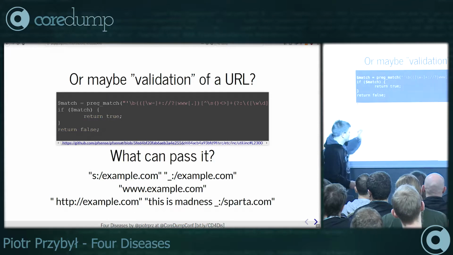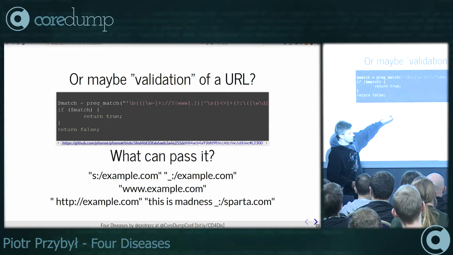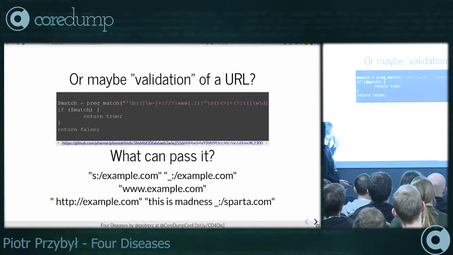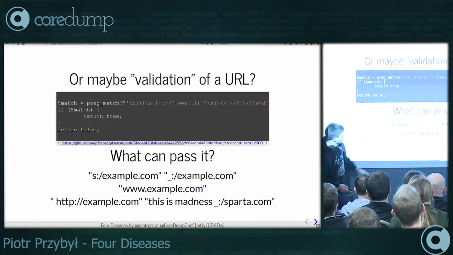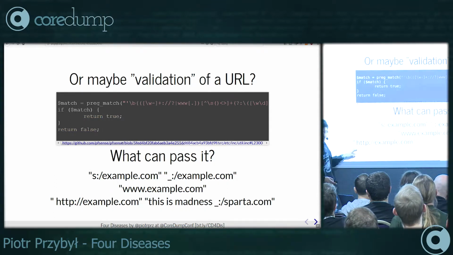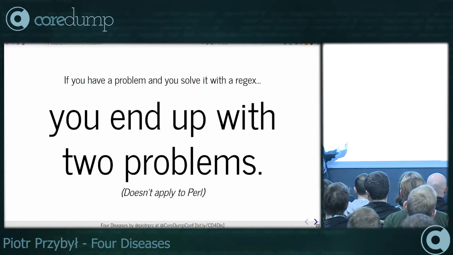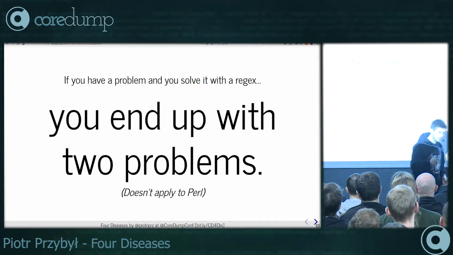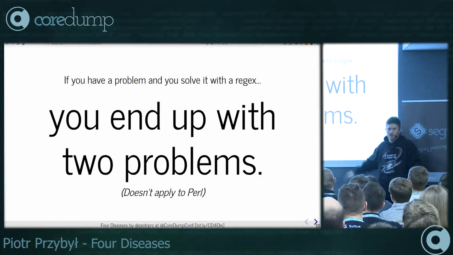By the way, this is a part of the pfSense code, which is a firewall system. They use it for firewalling. So what can pass? This will pass, this will pass, this will pass. Note that there's a space here, so this is a valid URL, and so is this, according to this regular expression. So if you have a problem and you solve it with regex, you end up having two problems, right? Except for Perl.